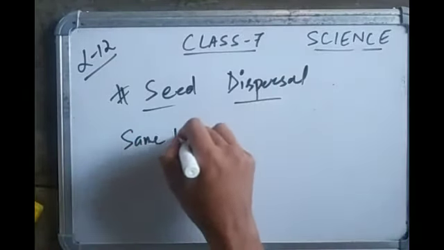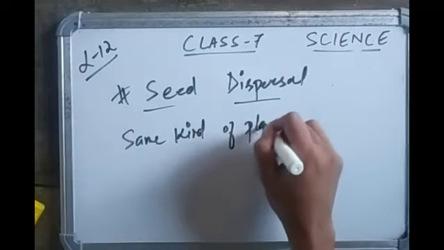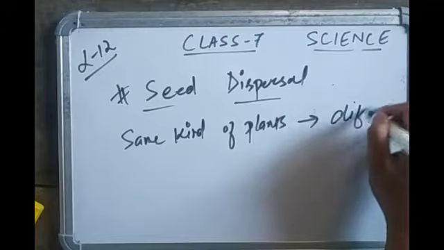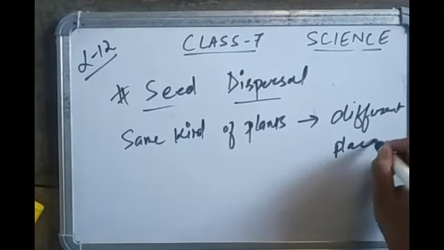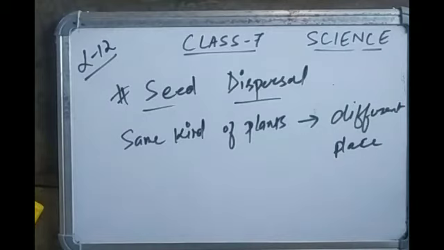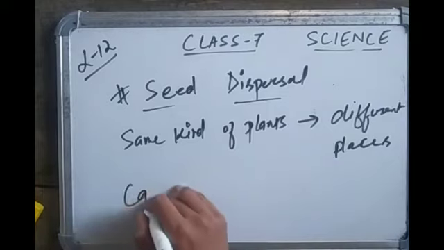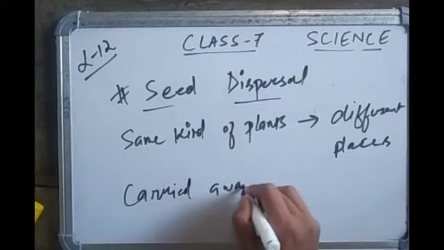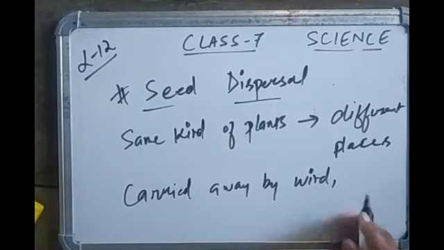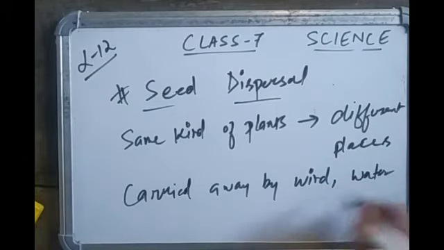The same kind of plants grow in different places. This happens because seeds are dispersed to different places. Mainly seeds and fruits of plants are carried away by wind, by water, and by animals.